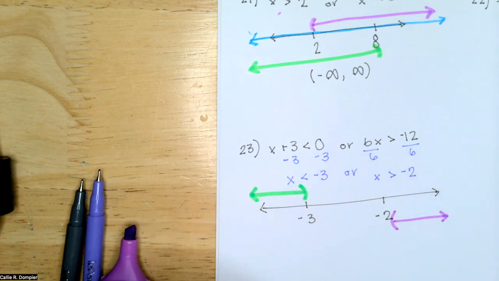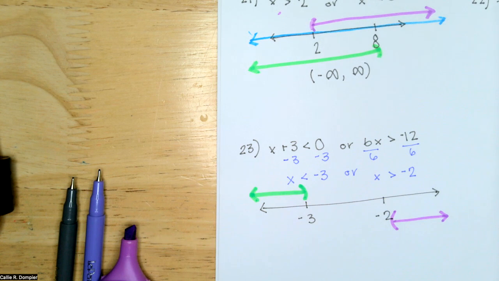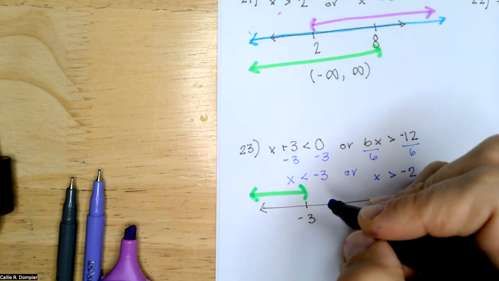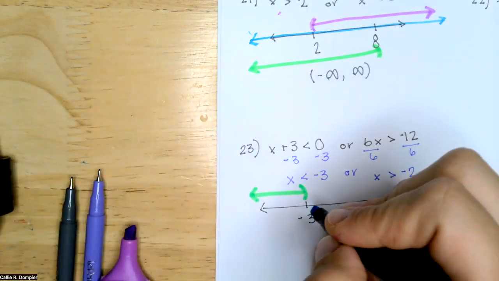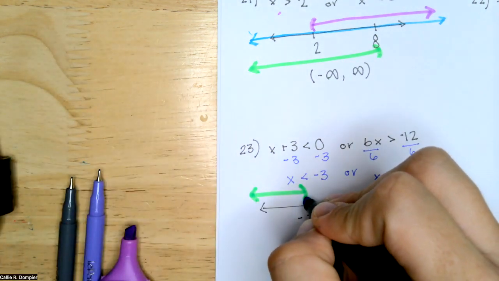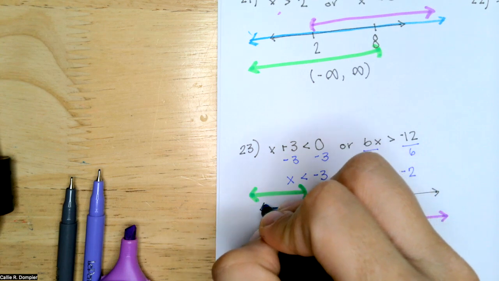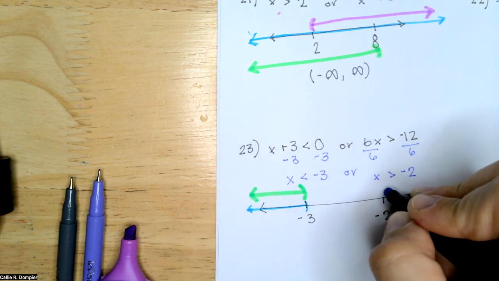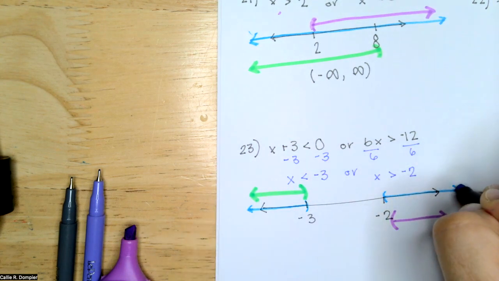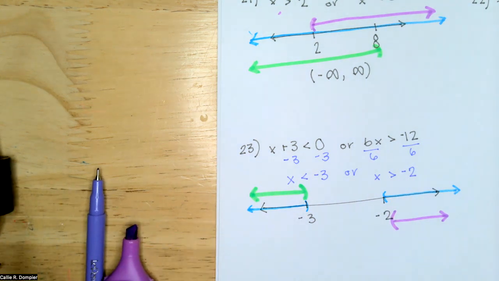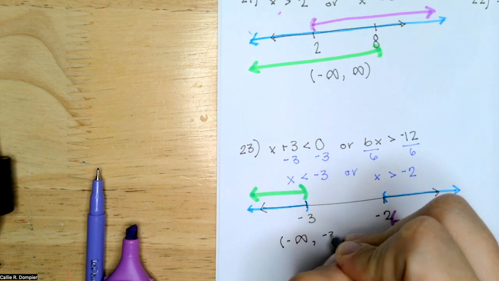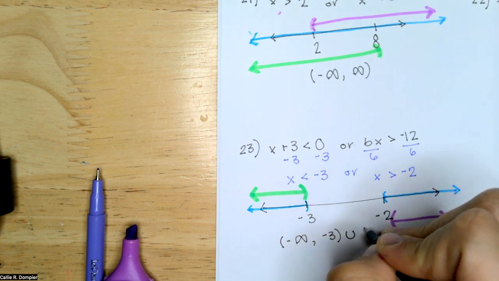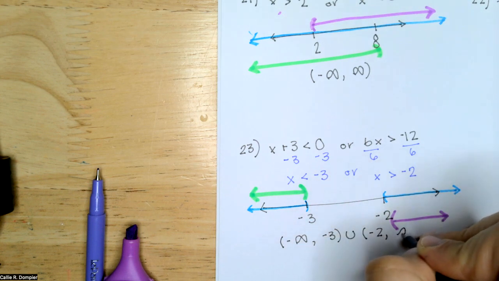So what your final answer will be, good. So I have negative infinity, negative 3, union, negative 2, positive infinity.